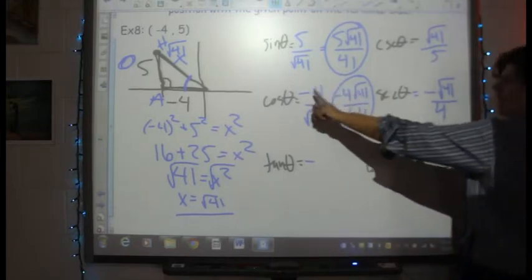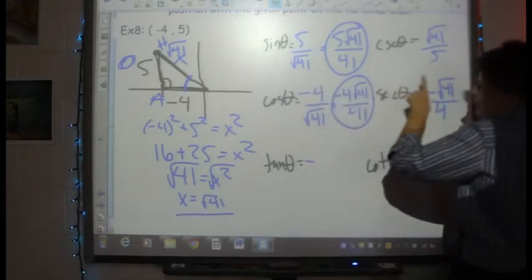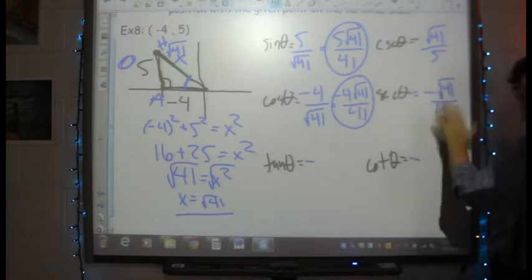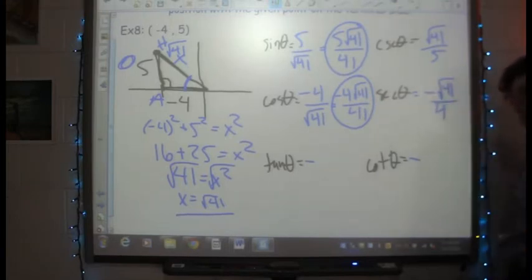Notice I like to put the negative on top. You don't have to do that. You can put the negative on the bottom or just out front. So long as it's there somewhere, it doesn't really matter to me. Just make sure you have that negative.